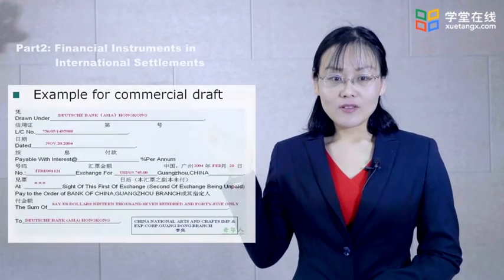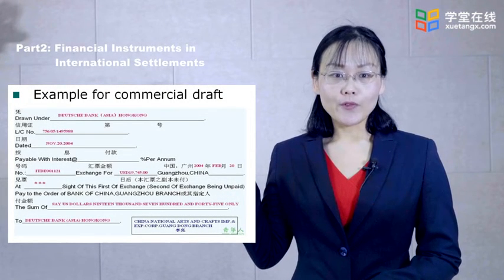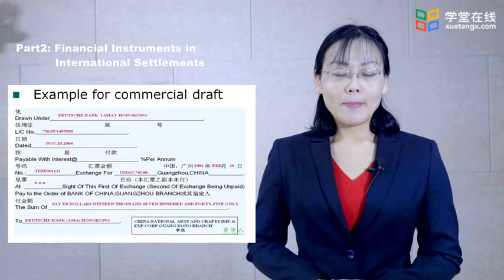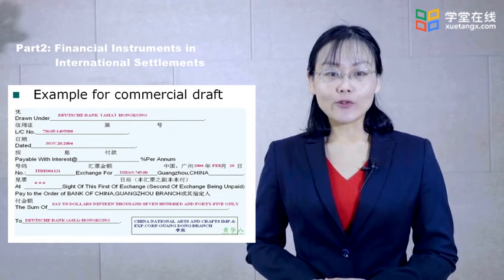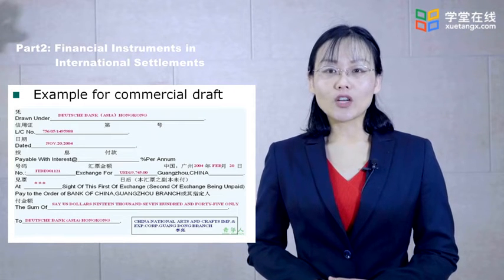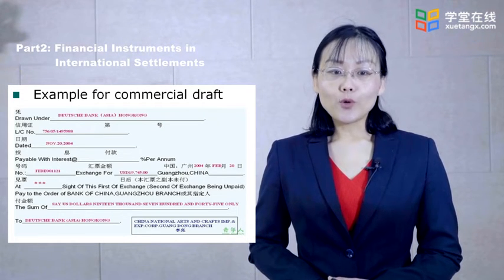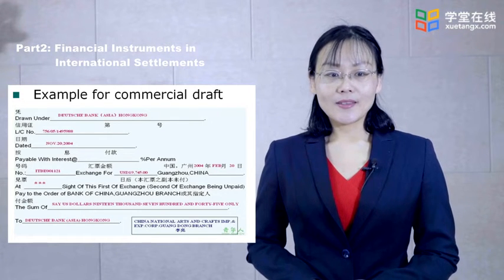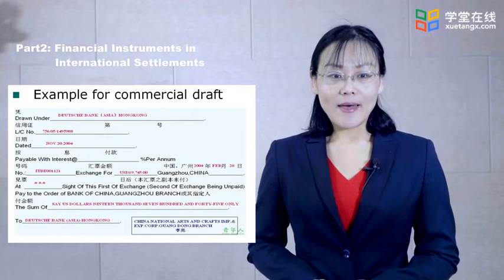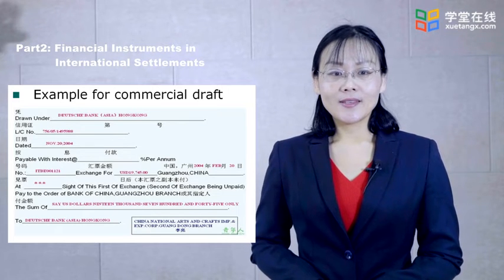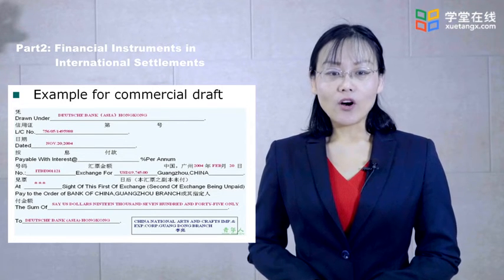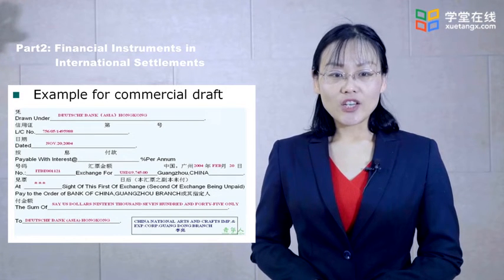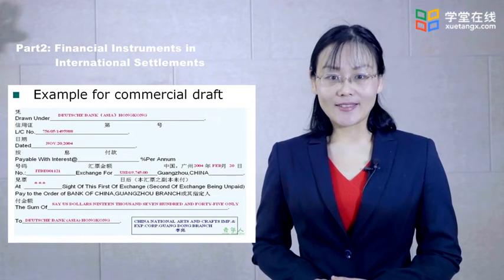The next page presents an example for a commercial draft. It was drawn by China National Arts and Crafts Import-Export Corporation, Guangdong branch. The drawee or payer is the Deutsche Bank, Hong Kong. The payee is the order of Bank of China, Guangzhou branch, which is the drawer's accounting bank.